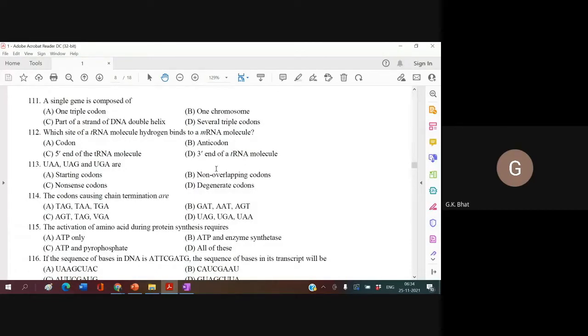111. Is it that a single gene is formed of only one triple codon? Only 3 bases? No. Then D. A single gene is composed of part of a strand of DNA double helix. Is it not? It can be; I mentioned yesterday the largest gene.